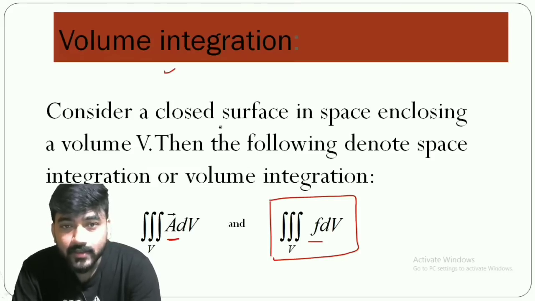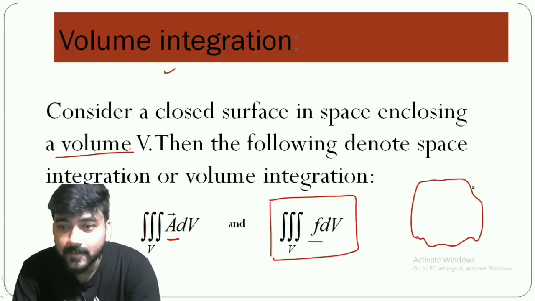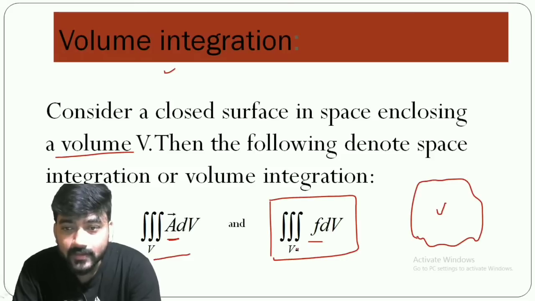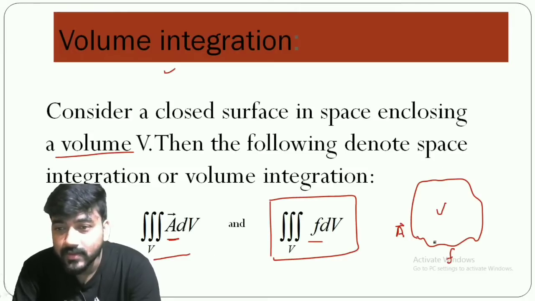So what is the definition of volume integration that I have written here? Consider a closed surface in space enclosing a volume V. Suppose we have a closed space like this, and this space encloses a volume V. Then we can define volume integration in this region, whatever the function, maybe the scalar function f or the vector function A. The function is defined in this bounded region. Whenever there is a volume, there is obviously a closed surface, so the volume integration is defined for this closed space.